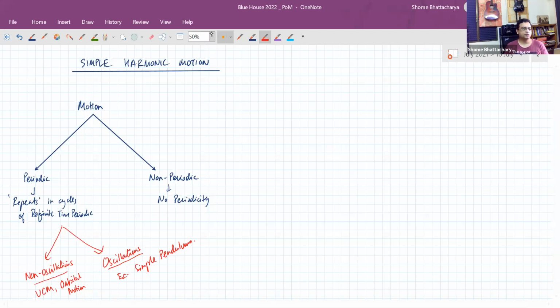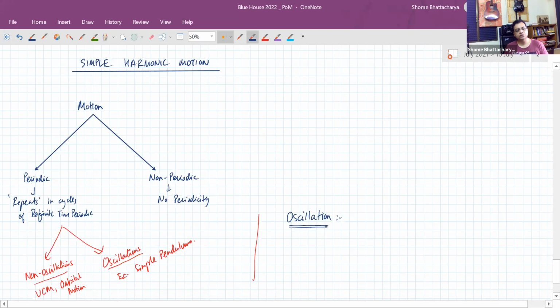Although it might not be a perfect oscillation because there is loss due to dissipative forces. But if we assume a perfect seesaw where there's no dissipation, so the time period remains constant, then it is an example of an oscillation. So what is the difference between oscillation and non-oscillation? An oscillation's technical definition is that it has a mean position, and the motion is to and fro with respect to the mean position. In terms of physics, the mean position is nothing but a stable equilibrium position.